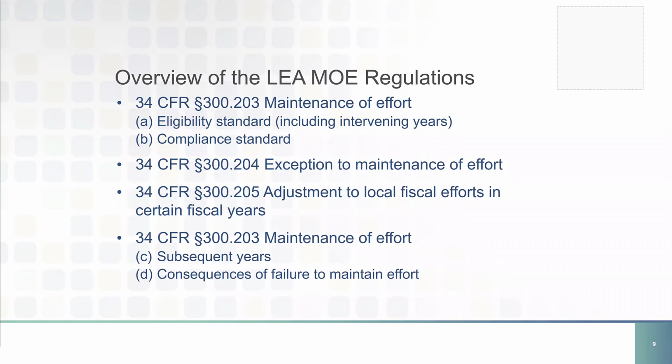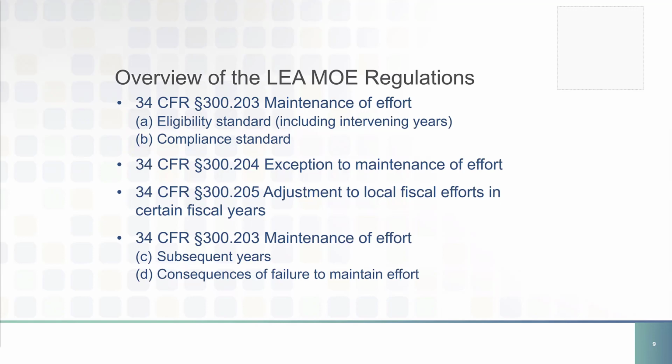You may be relieved to see in the second regulatory section, 34 CFR section 300.204, that there are some exceptions to LEA MOE. These may be used to lower the amount that must be maintained, and they apply to both the eligibility and compliance standards. The regulations also provide for an adjustment to maintenance of effort in certain state fiscal years when there's an increase in an LEA's federal allocation of Section 611 funds.